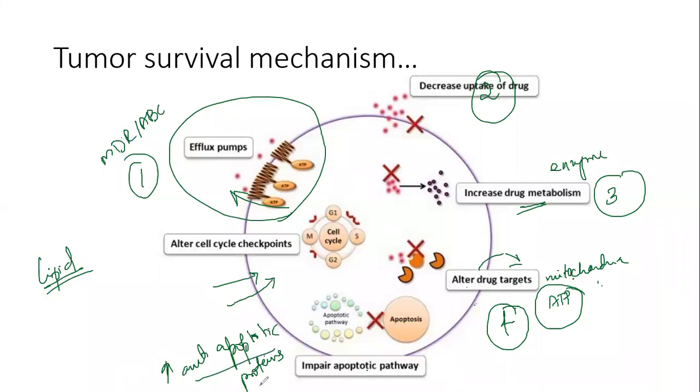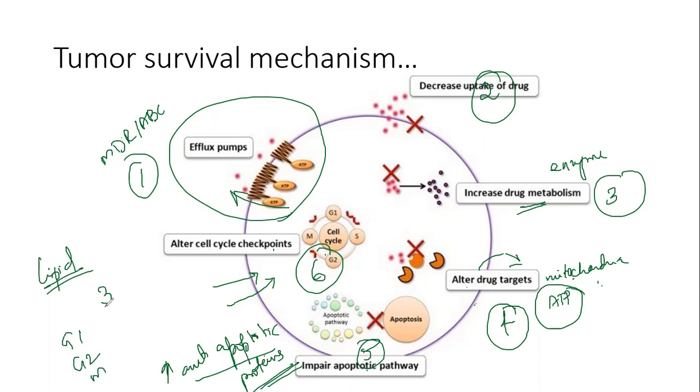For example, we'll talk about this. We'll come to that. Don't worry. Okay. And last, that completes your fifth mechanism. Now coming to the sixth one, alter the cell cycle checkpoints. So there are actually 3 checkpoints: one in G1, one in G2, and one in M phase.